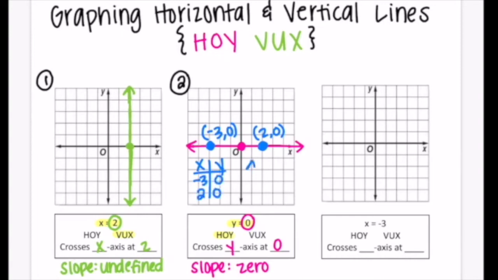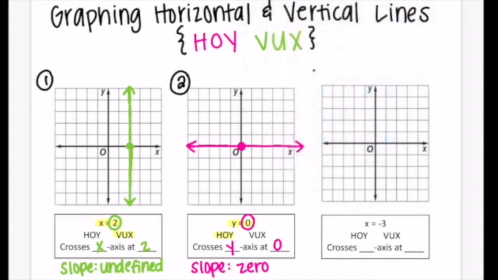My change in y over change in x. If I subtract my y's, I get 0 minus 0. If I subtract my x's, I get 2 minus -3. So it's going to give me 0 over 5. So you see the difference here. Now the 0 is on top. Mathematically, if you do 0 divided by something, then you get 0. So that's the difference, again, between 0 slope and undefined slope.